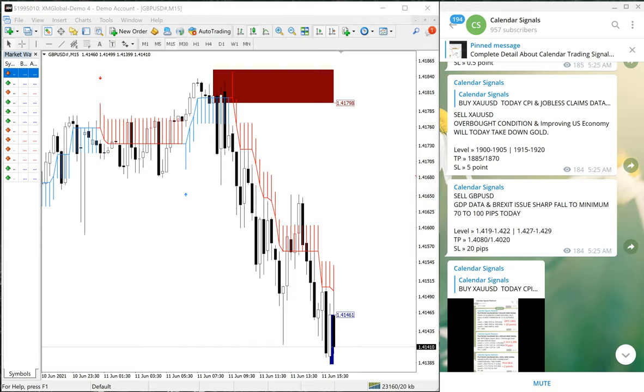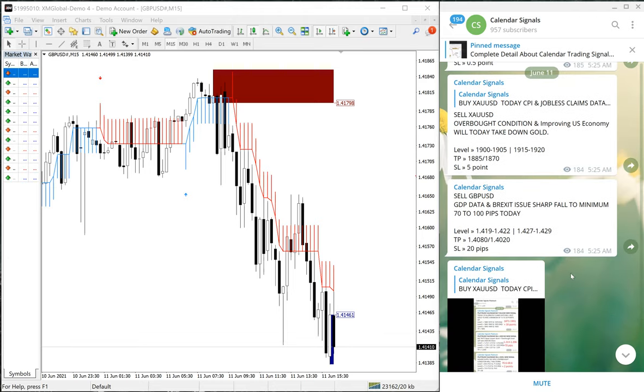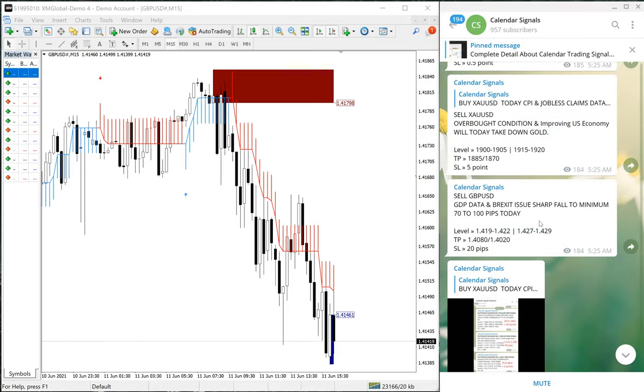Today we are going to show you the performance of our today's signal, June 11, for these two signals: sell XAU USD and sell GBP USD, given on our calendar signals channel. This is our channel, t.me/calendar signal. This is where we have posted this signal.